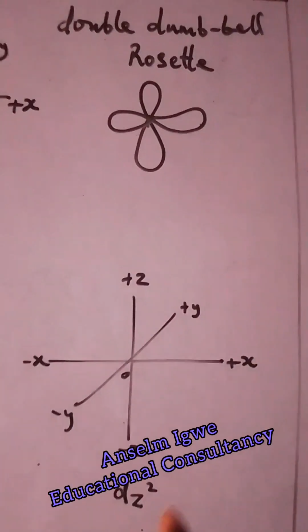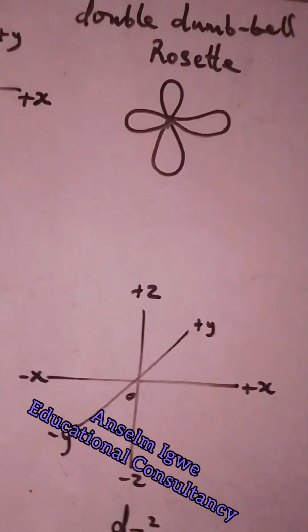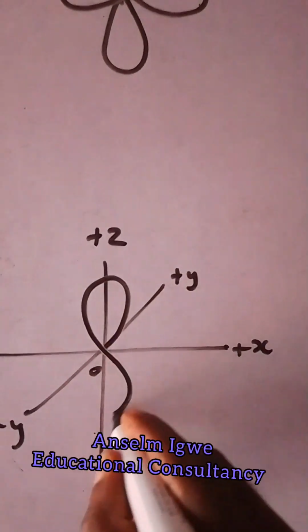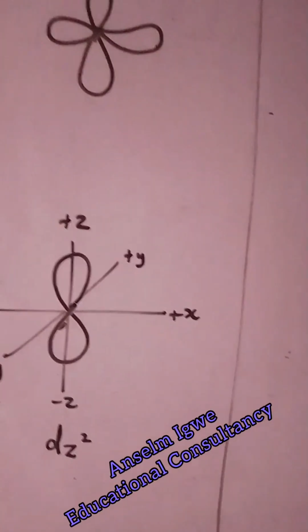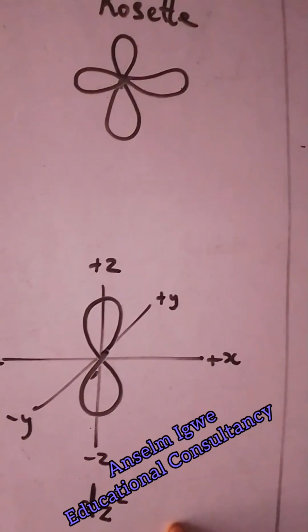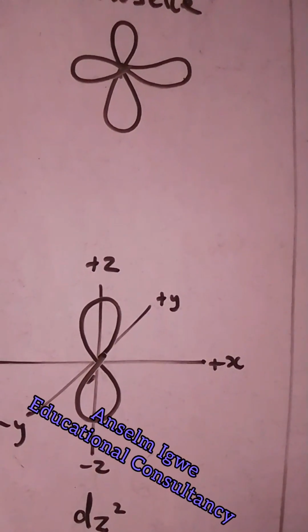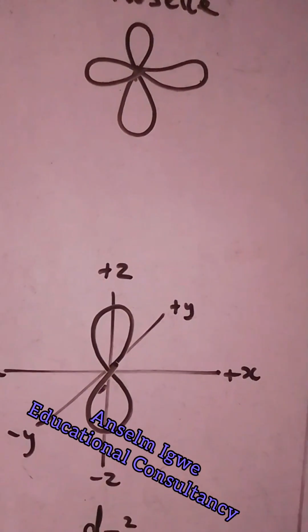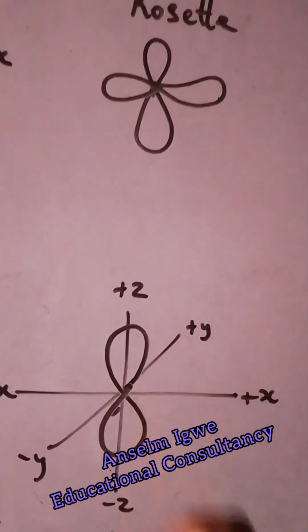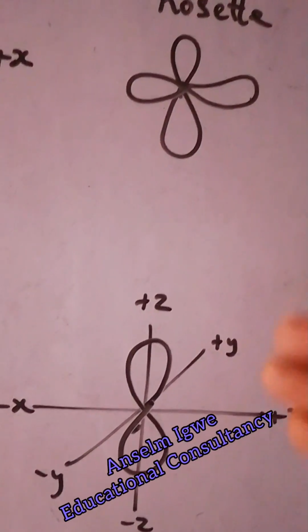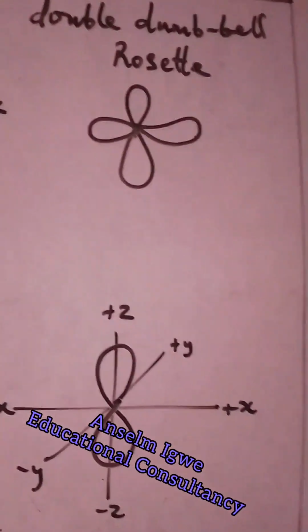Now look at dz². There is also square on z. So you place the first one on z. Now, behold, there is no other alphabet. There is no y, there is no x. Since there is no x, there is no y. You can't align the second one on x, you can't align it on y. So how does it go?